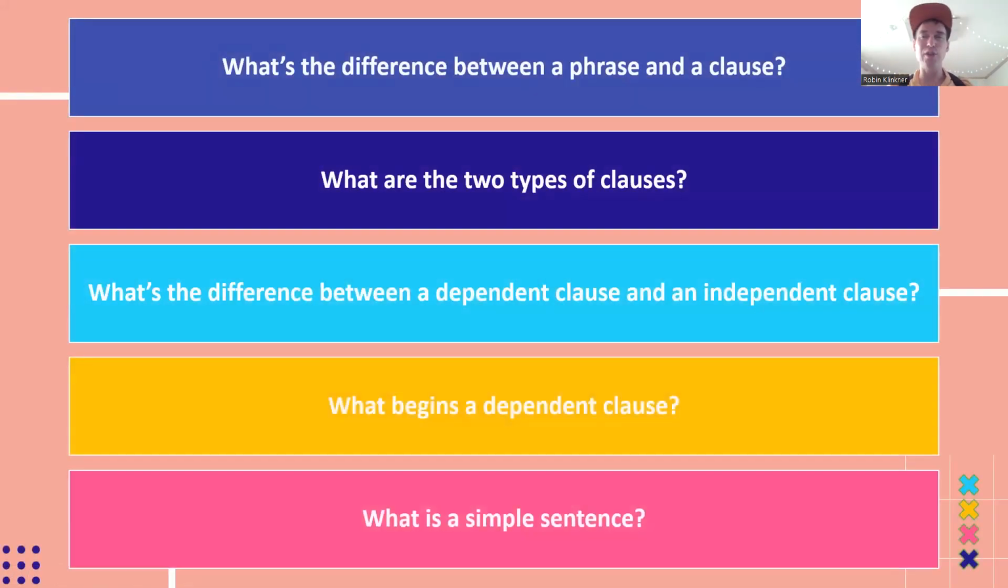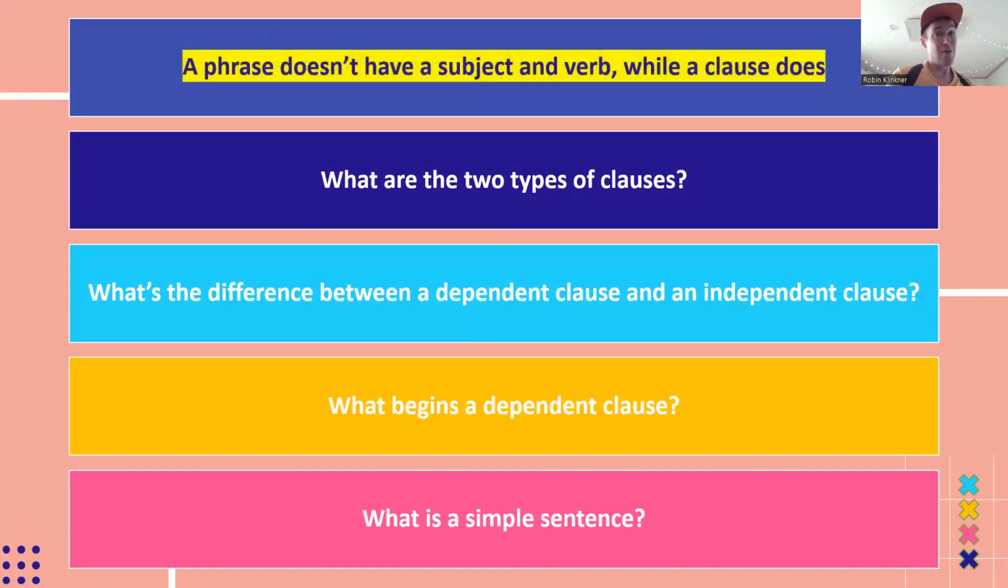Okay, now let's do a little review. Here are 5 questions. What's the difference between a phrase and a clause? A phrase doesn't have a subject and a verb. A clause does have a subject and a verb.